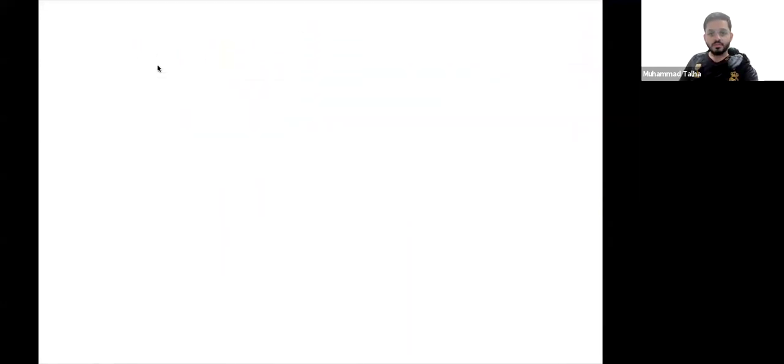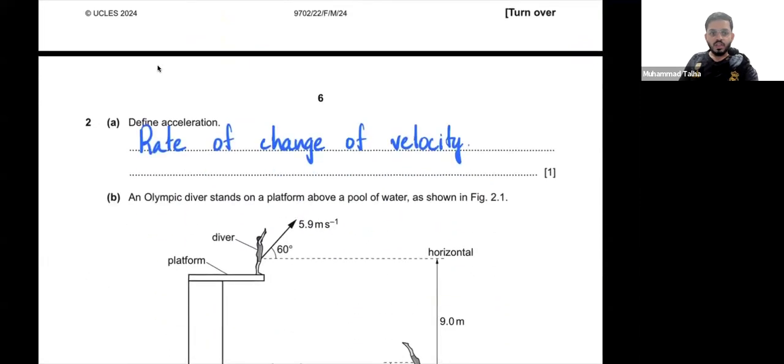Next part. 2A, define acceleration. Rate of change of velocity, you guys know, is my preferred definition. If you guys want to write this, you can also say change in velocity over change in time, but that's just about it, right? You just can't say velocity over time. That would be wrong.